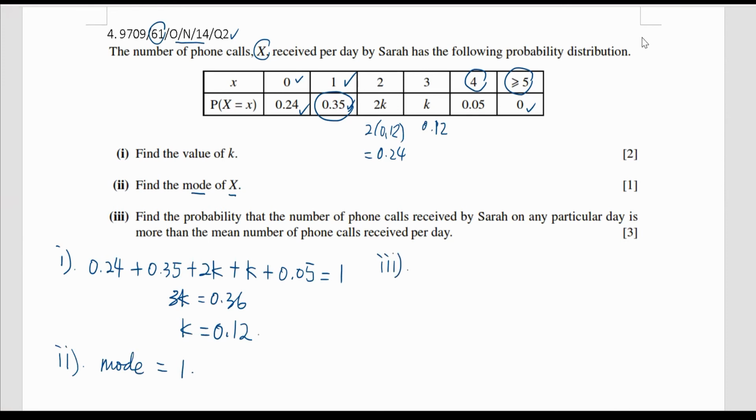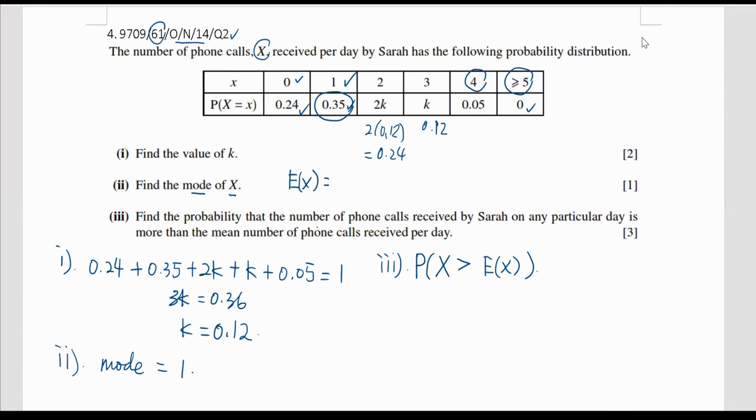Okay, now we have part 3. Find the probability that the number of phone calls received by Sarah on any particular day is more than the mean number of phone calls received per day. So in general, the question is asking you to find the probability that X, the number of phone calls received by Sarah per day, is more than the mean number of phone calls, more than E of X, the mean. All right, so that is what we want. So the first thing is we need to find out the mean before we can find out the probability.